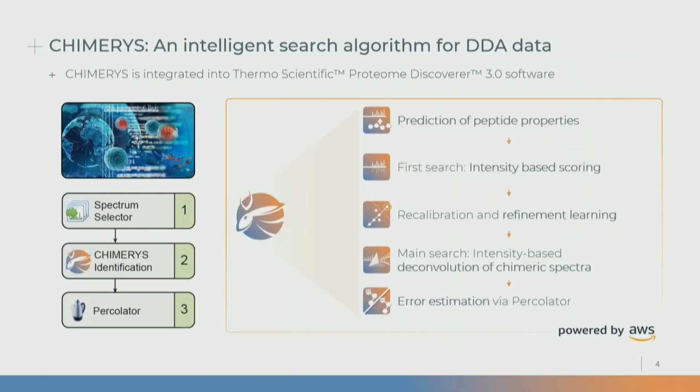This particular algorithm is implemented in Chimeras. You might have seen a couple posters at ASMS using Chimeras already. And Chimeras is integrated in Proteome Discoverer 3.0 and really consists of 5 different steps. We start, as I mentioned, with the prediction of peptide properties. And then we do a first search that is not using retention time as information. We generate a couple 10,000 PSMs and use those PSMs to recalibrate our AI to your data. So we want to make sure that we predict at the correct collision energy, and we want to make sure that our retention times are actually adapted to your chromatographic setup. And once that's done, we can do our main search with deconvolution and error estimation through Percolator.